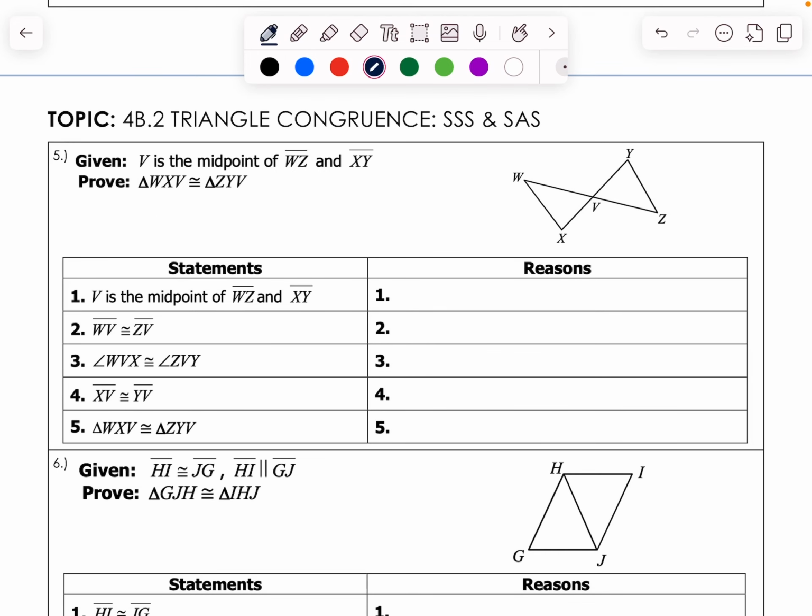Okay, so on this next part, it's going to have mixed proofs in there. Some will be side, side, side, some will be side, angle, side. But we do want to start all of them the same, so obviously we start with our given. V is the midpoint of two things. So WV is going to be equal to ZV, and that's because of the definition of a midpoint. That's also going to be the same reason for our statement number 4.